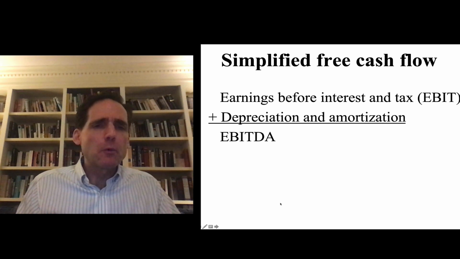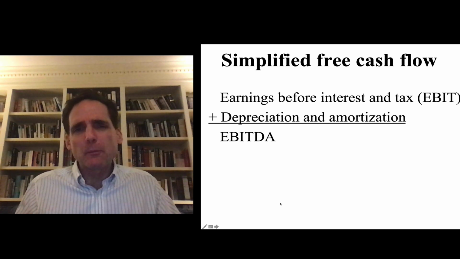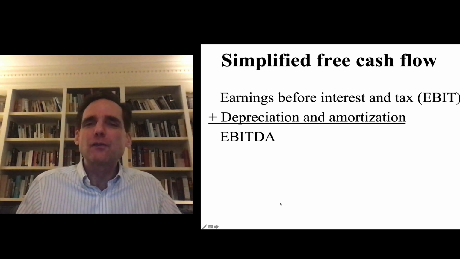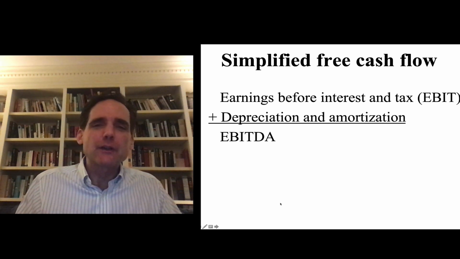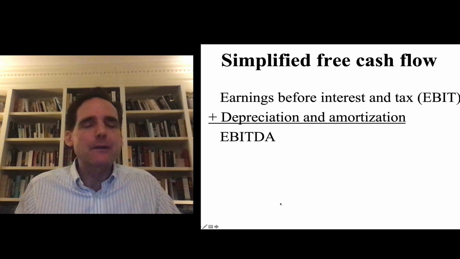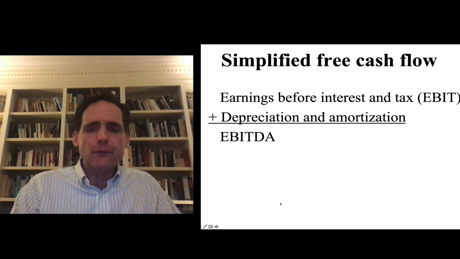And a lot of times, in private equity for instance, people will use EBITDA as a good enough first approximation of free cash flow. When they're calculating interest coverages or valuing a business, they'll often take a multiple of EBITDA. We're going to do a little better than that.